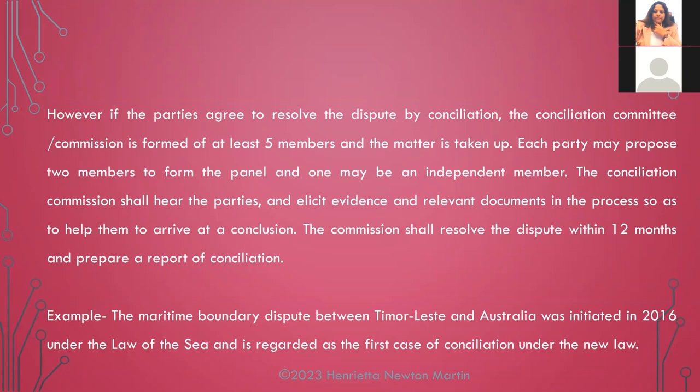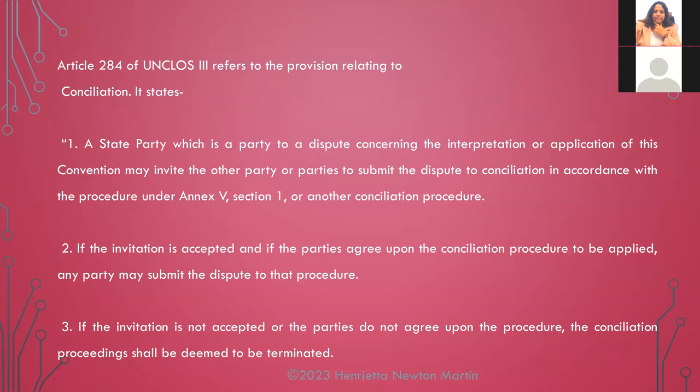Now, the classic example of this is a dispute that took place between Australia and Timor-Leste in 2016. That was a maritime boundary dispute. And by way of this procedure, conciliation, in 2016, Timor-Leste and Australia negotiated their maritime boundary dispute. And this is regarded as actually the first case of conciliation under the new law of 1982, that is the United Nations Convention of the Law of the Sea.